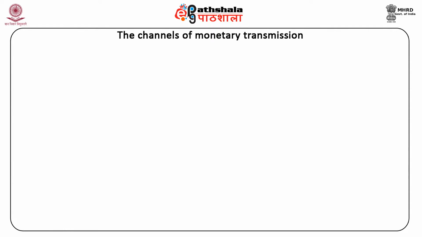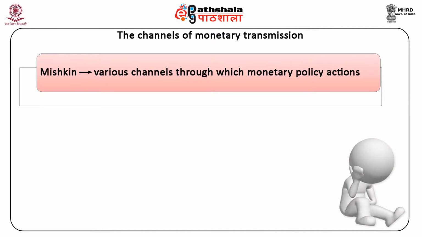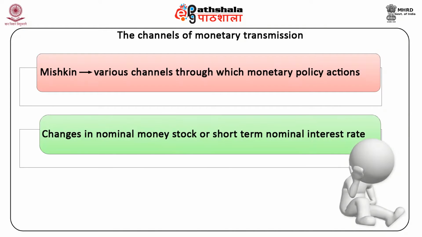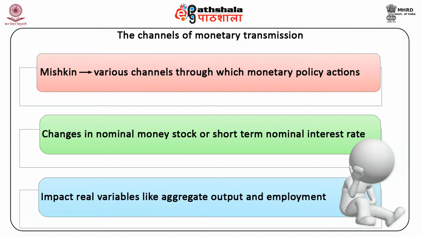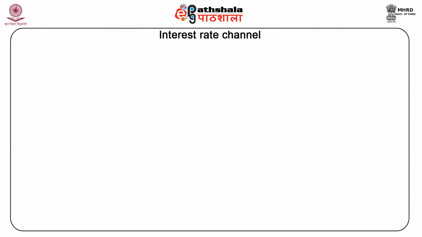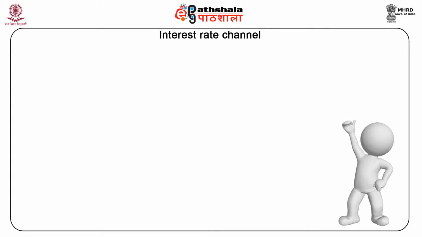Now, let us look at the channels of monetary transmission. Mishkin 1995 usefully describes the various channels through which monetary policy actions, as summarized by changes in either the nominal money stock or the short-term nominal interest rate, impact real variables such as aggregate output and employment. To begin with, the interest rate channel.